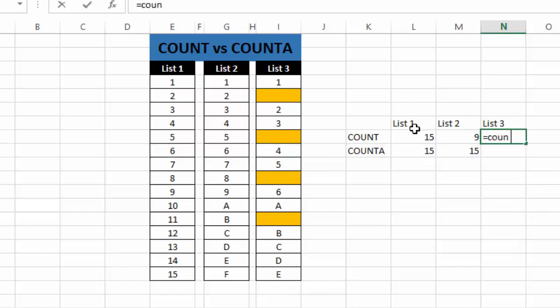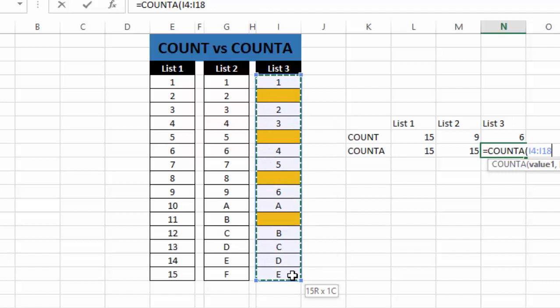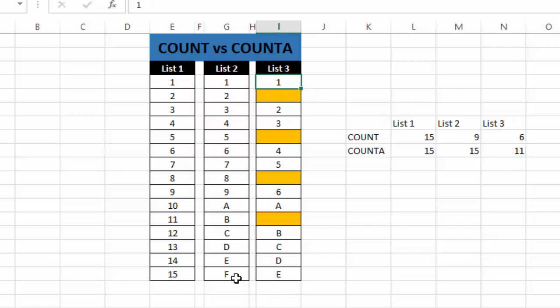We will use the COUNT function here, and we will select all the cells in list 3, close the bracket, press enter, and now this is showing us 6 cells. So let's move toward the COUNTA function, then we will see why this is showing us 6 cells. In COUNTA, we will select all these cells, press enter, and this is showing us 11 cells. But you can see these are all the same 15 cells. Why is the COUNT function showing only 6 cells and the COUNTA function showing only 11 cells?